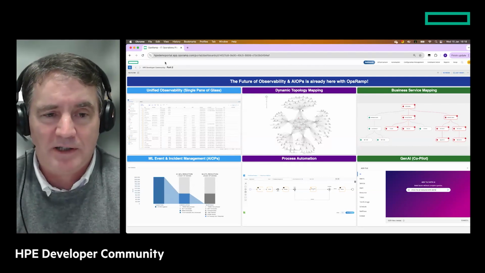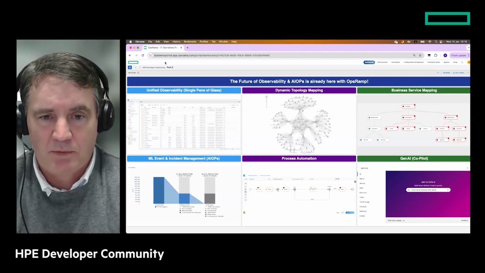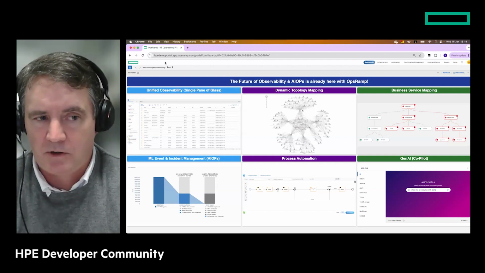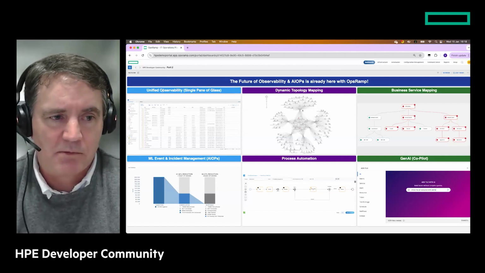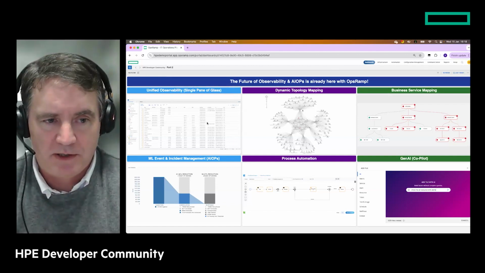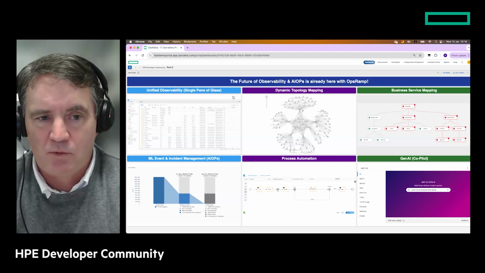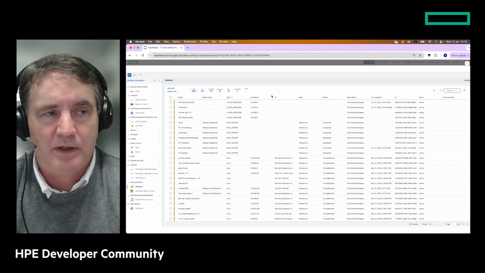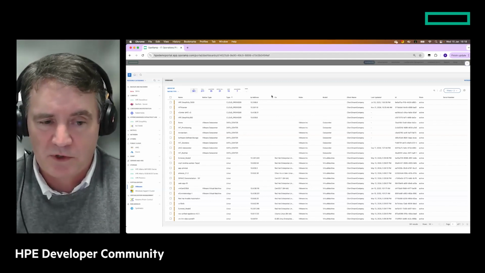But what is currently defined as the future of observability and AIOps is already here with a solution like OpsRamp. The first one is around unified observability, otherwise known as the single pane of glass. OpsRamp, if you're not familiar with us, we've been in business since 2014.